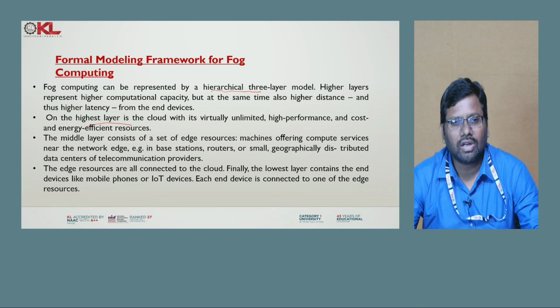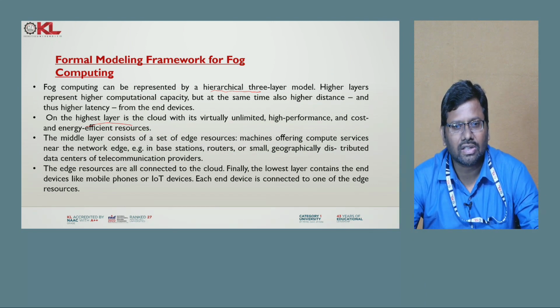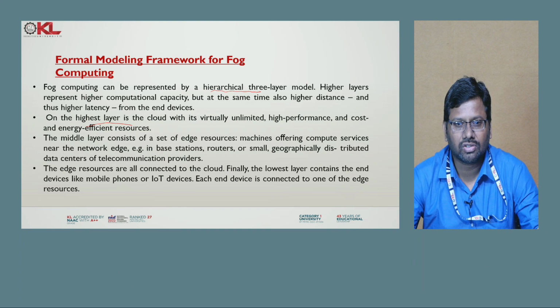When we come to the next layer, the middle layer, it consists of the edge resources. What kind of edge resources, and what things are carried out by them? Those are machines which offer computation services near the network edge. For example, a base station: with respect to a particular base station we have certain routers, bridges, whatever may be connected. Such devices could carry out their applications if they are kept in the middle layer.